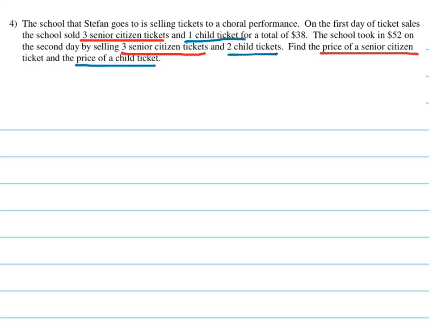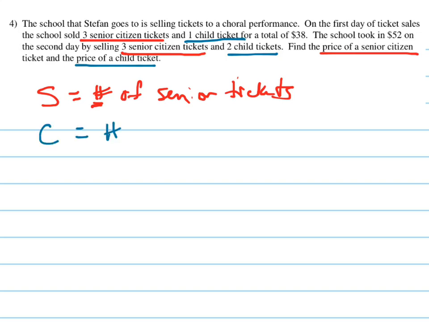So here are my variables. I'm going to use the red color for the senior ticket. S equals number of senior tickets. Don't just say senior tickets, say the number of senior tickets. And let's call the other one C equals the number of child tickets. No, let's not do that. Let's change that. Because look at what the problem is saying.